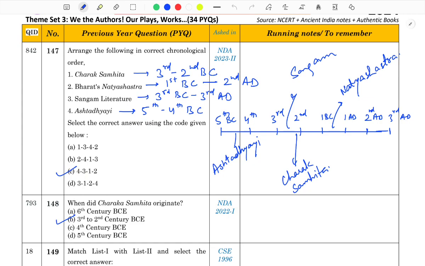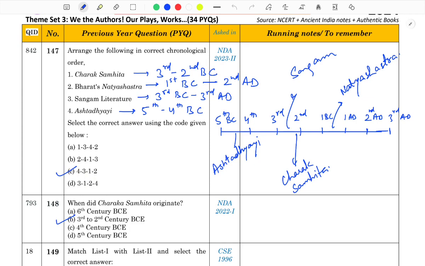First, this chronology based question of 4 texts: Charak Sahinta, Natya Shastra, Sangam Literature and Ashtadhyayi. I guess I already covered this in your timeline also, when I was telling. So basically we are getting the period of Charak Sahinta, and with surety from the next question which UPSC asked in NDA 2022, where the official answer was 3rd to 2nd century BCE as per the UPSC. So yes, this is also 3rd century to early 2nd century BC. We read the Charak Sahinta in the books also.